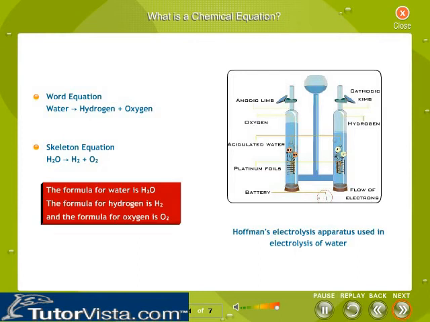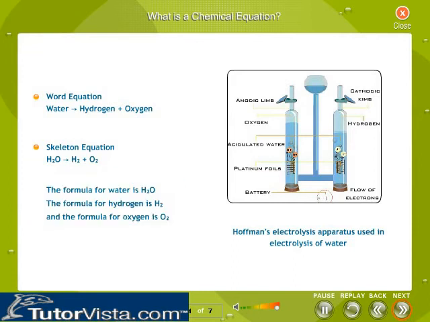The formula for water is H2O. The formula for hydrogen is H2. And the formula for oxygen is O2. A skeleton equation is just a representation using the formulae to indicate the chemicals that were involved in the chemical reaction.